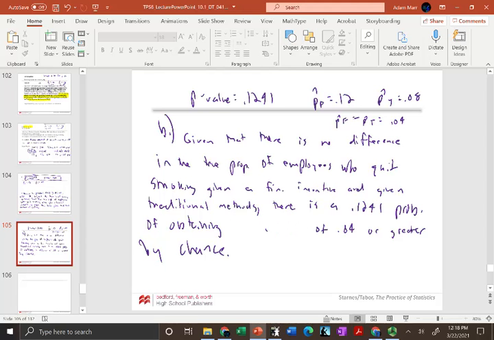The only thing I would have put right here is, of obtaining a difference in the proportion. There we go. Okay. All right.